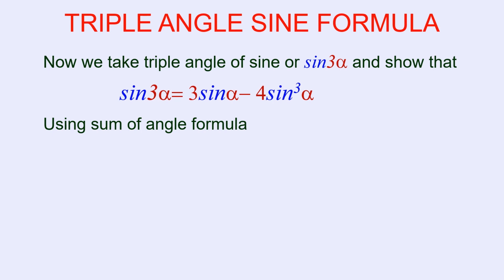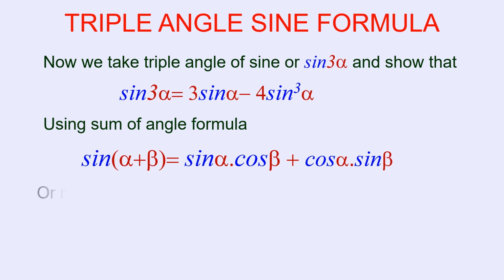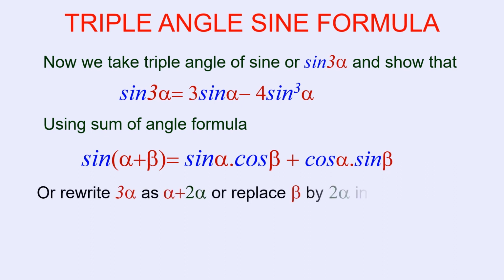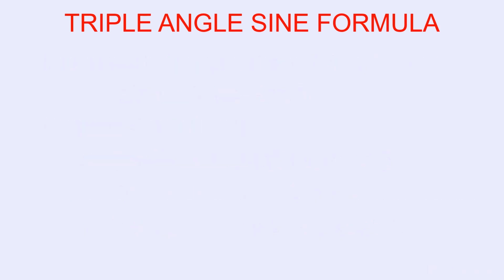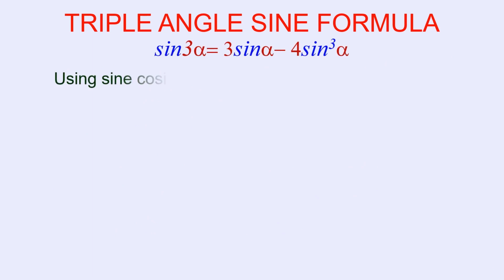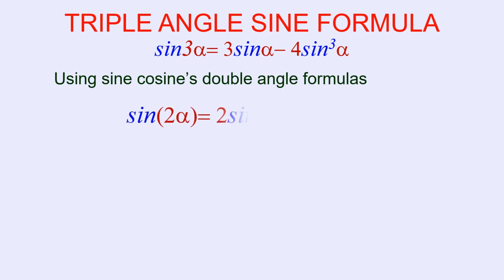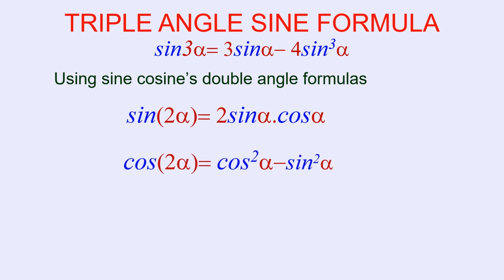Using the sum of angle formula, the sine of alpha plus beta equals sine alpha into cosine of beta plus cosine of alpha into sine of beta. Or rewrite 3 alpha as alpha plus 2 alpha. Sine of alpha plus 2 alpha equals sine alpha into cos 2 alpha plus cos alpha into sine 2 alpha. Using sine double angle formulas, sine of 2 alpha equals 2 sine of alpha into cosine of alpha.